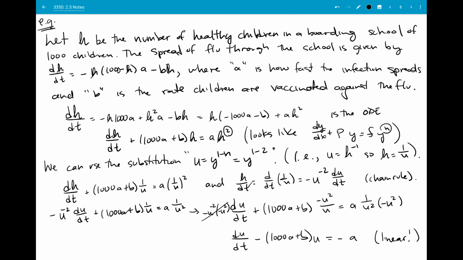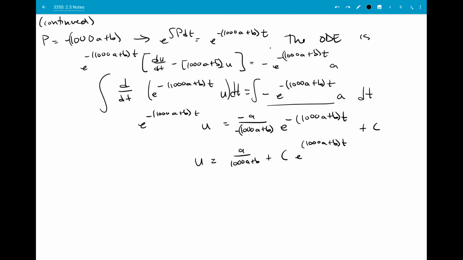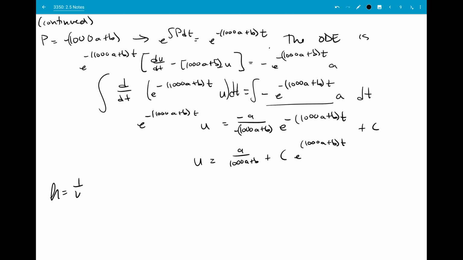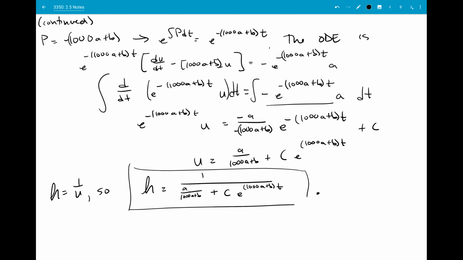And then from here, I have to do my back substitution. So H is equal to 1 over u. So H is 1 over that whole thing we just found, just like that. And I don't think there's a nice way to simplify it, so I'm just going to go ahead and stop there. That tells you the number of healthy students at any given time t.